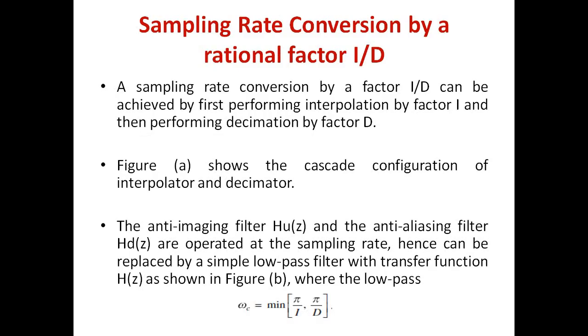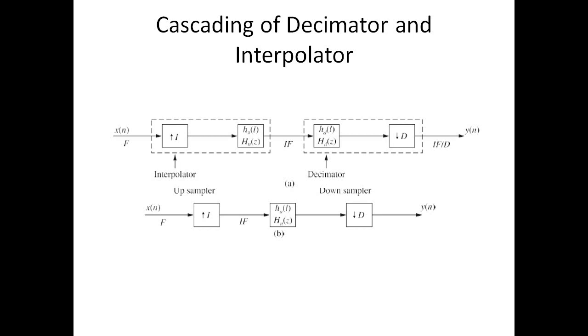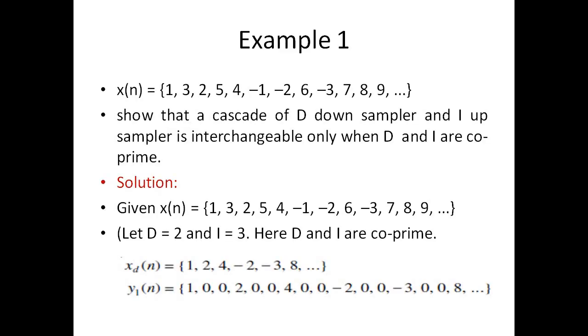Now, as we have learned the theory of how sampling rate conversion is performed with the cascading principle of first performing the interpolation and then the decimation, let me give an example to further understand the concept of the rational factor I by d. The given sequence x of n is 1, 3, 2, 5, 4, minus 1, minus 2, 6, minus 3, 7, 8 and 9.